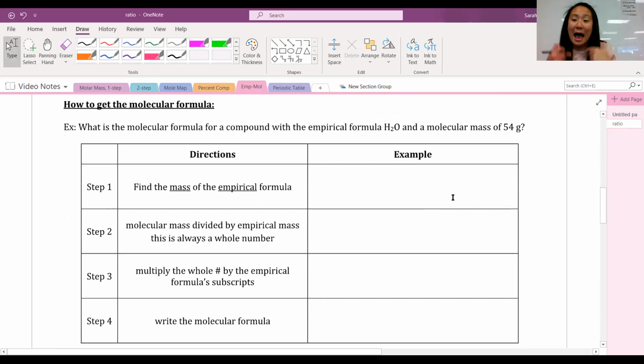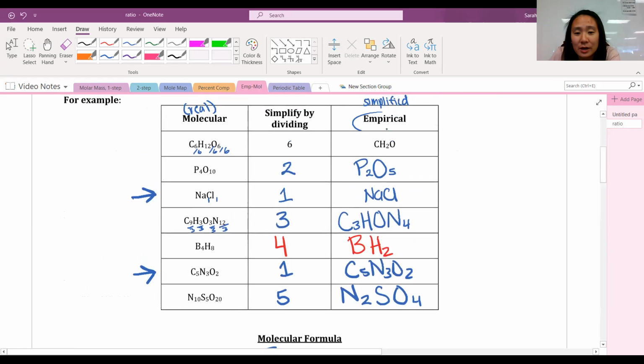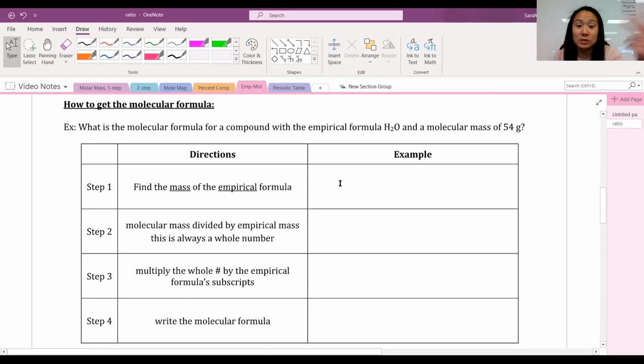So they can be the same. Now, what if you have the empirical formula, but you want to know the molecular formula? So now all we're doing is going backwards. We're starting here now, and we're trying to go back to the real formula. If we want to do that, you follow a series of 4 steps. I'm going to do an example of going through the 4 steps. The question is, what is the molecular formula? Molecular formula is the real formula for a compound with the empirical formula.